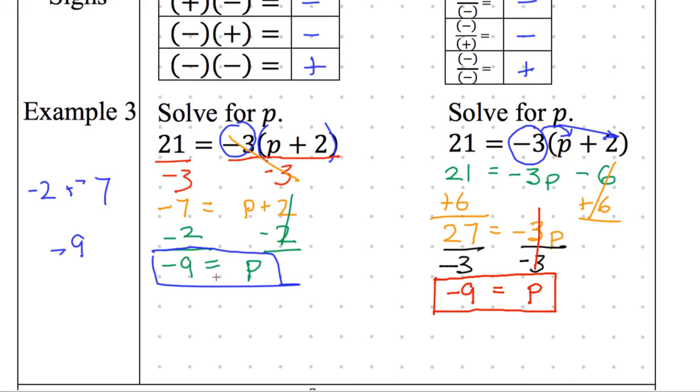See, same answer, doing it a different way. If you like the left-hand side better than the right-hand side, do the left-hand side. If you like the right-hand side better than the left-hand side because you don't have to deal with the parentheses, do the right-hand side. I don't care which side you choose, but those are 2 different ways of solving it.